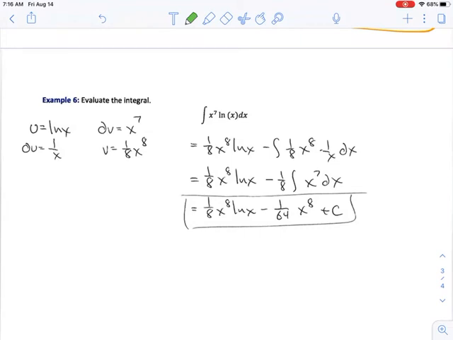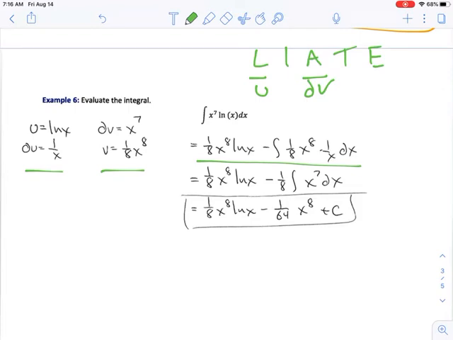This looks like an easy one. So evaluate the integral. Yeah, we have a logarithm in here. So remember, L-I-A-T-E. We got a logarithm and an algebraic. So there's my u, there's my dv. So u is logarithm. The derivative of that is 1 over x. X to the 7th, the antiderivative is 1/8 x to the 8th. Pretty straightforward. Plug it all into the formula.